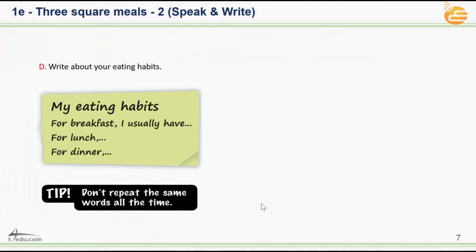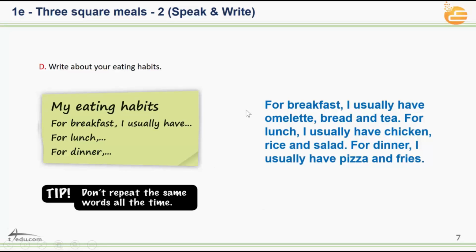So I will give you an example. I will write about my eating habits. Then after the lesson, I want you to write many sentences just like this. Let's see. For breakfast, I usually have omelette, bread, and tea. For lunch, I usually have chicken, rice, and salad. For dinner, I usually have pizza and fries. So I want you to write a small paragraph or small sentences about your eating habits, breakfast, lunch, and dinner. Just like this one. Change only the food that you have.